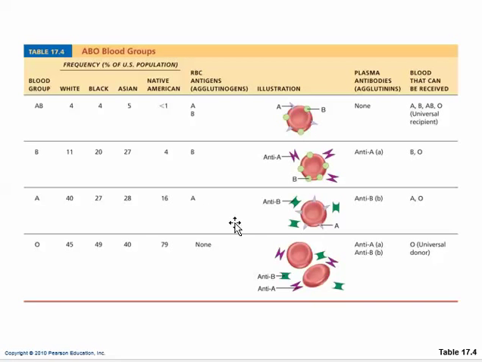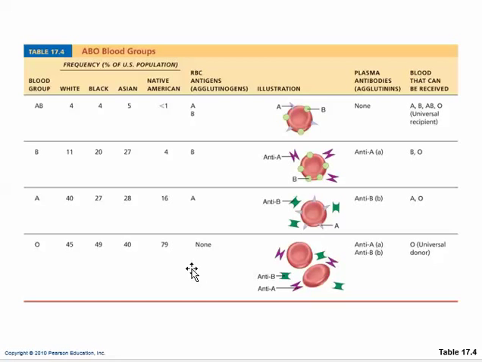So type A can take from A's or O's. Type Bs similarly can take from B's or O's. Type AB, because it has no antibodies, can take from any of the others because there are no antibodies that will attack the antigen. So if it gets B, it's fine. If it gets A, it's fine. If it gets O, it's fine.